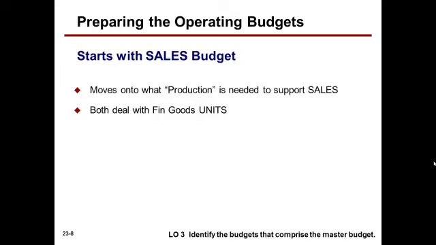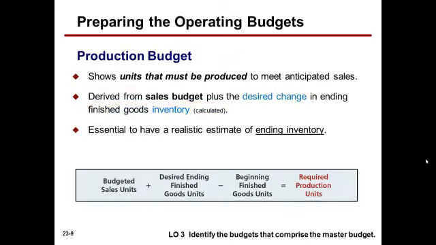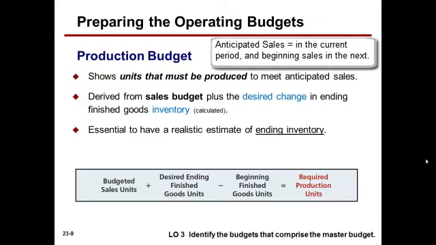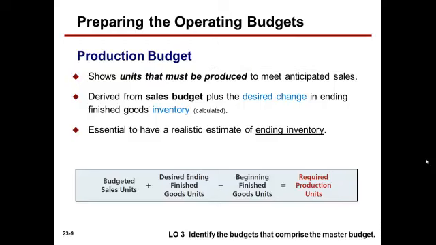So it all starts with the sales budget and moves on to what production is needed to support sales, and we'll both deal with finished good units in this first step. The production budget shows the units that must be produced to meet anticipated sales. It's derived from the sales budget plus the desired change in ending finished goods inventory, which must be also calculated. So our formula is budgeted sales plus desired ending inventory minus beginning finished goods equals our required production units.